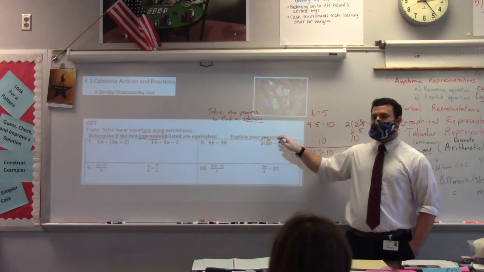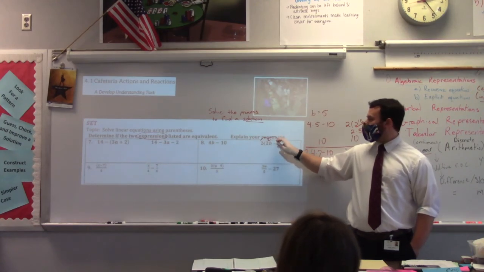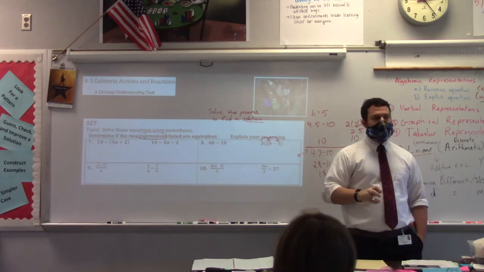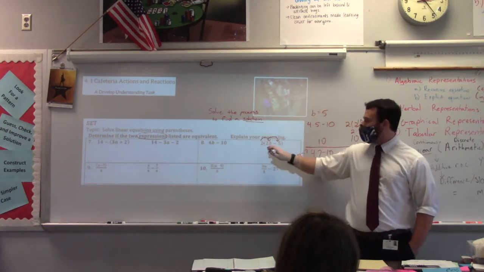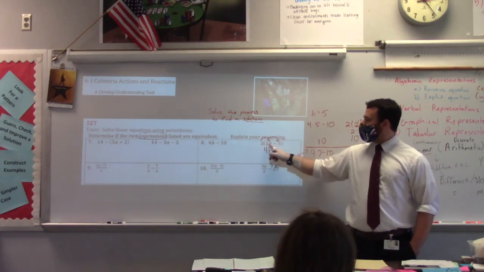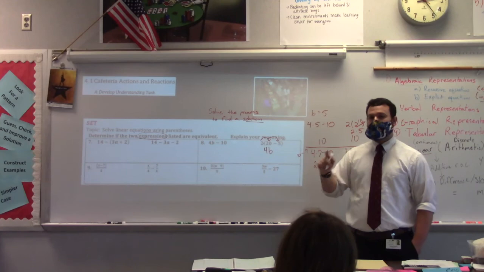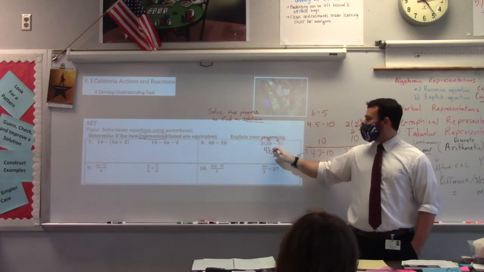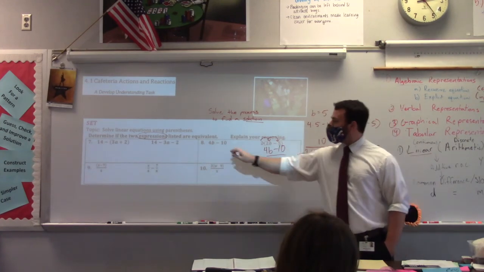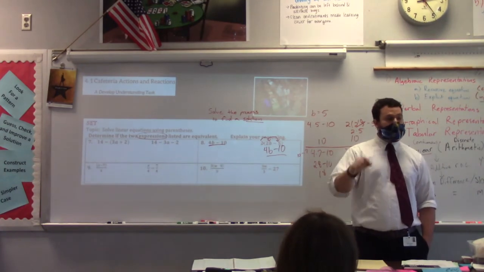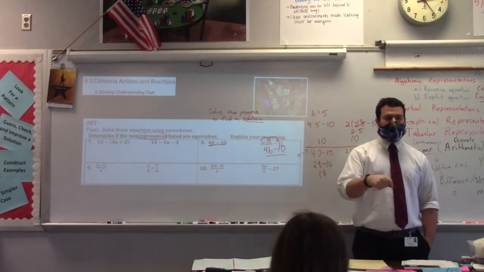Distribution. Distribution is what it's called, the distributive property. What's 2 times 2b? 4b. What's 2 times negative 5? 10. Close. Negative 5. Negative 10. Negative 10. Are those the same thing? Yes. They're literally identical to each other, so are they equivalent?